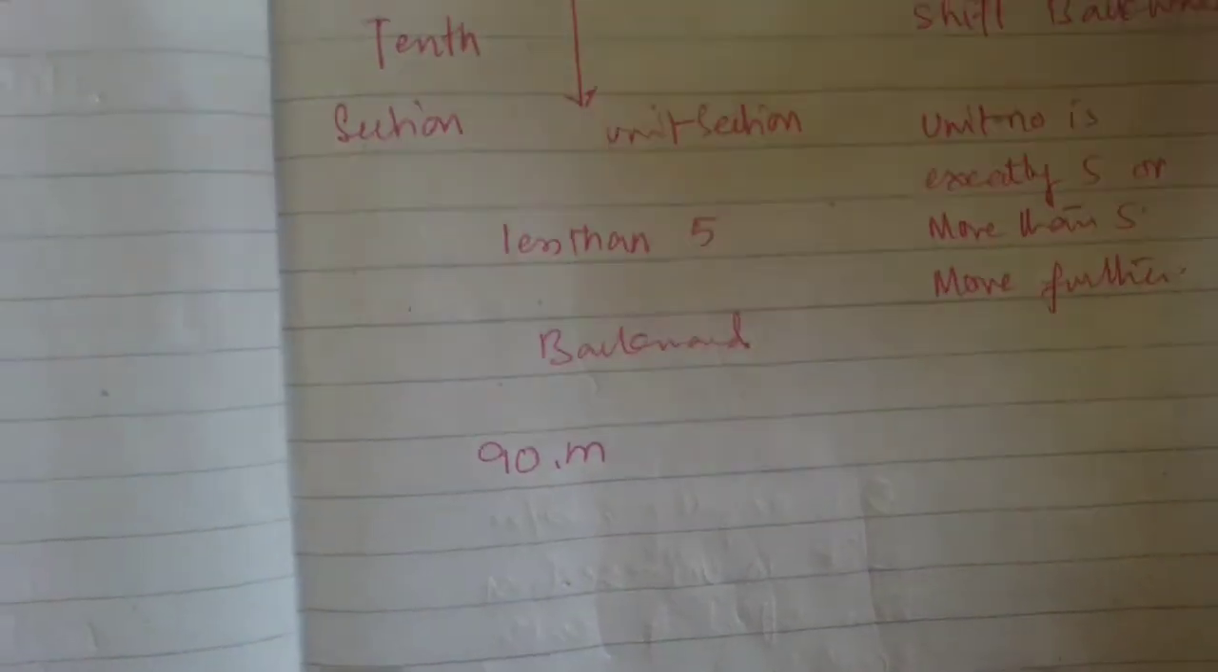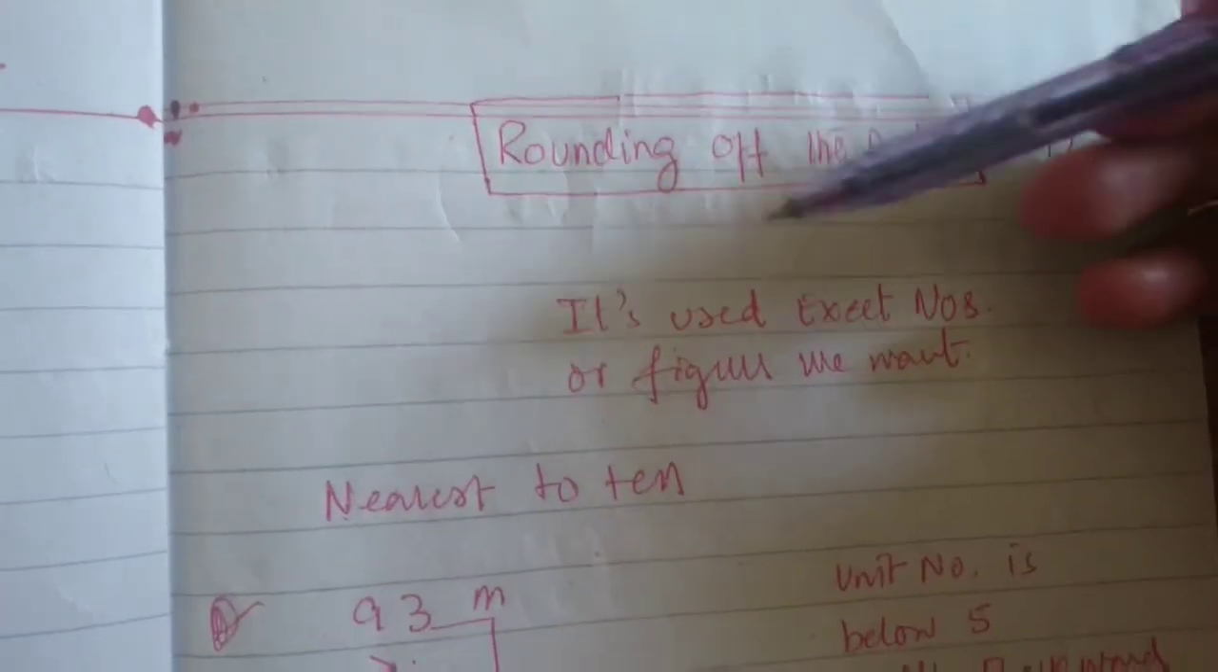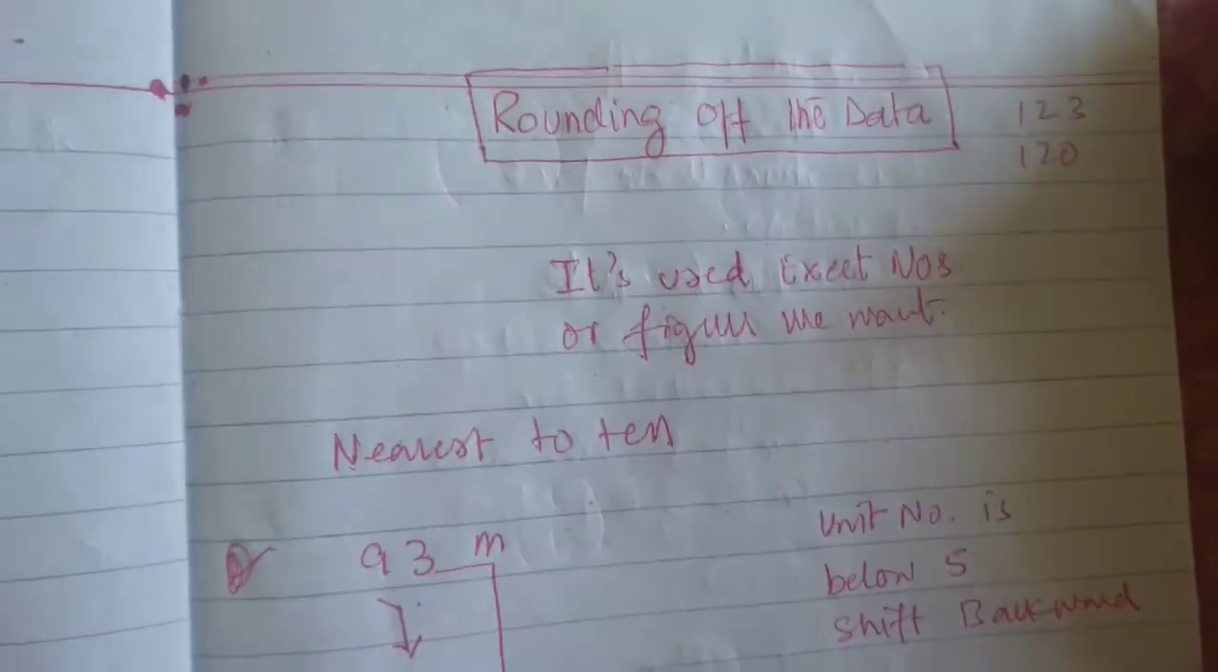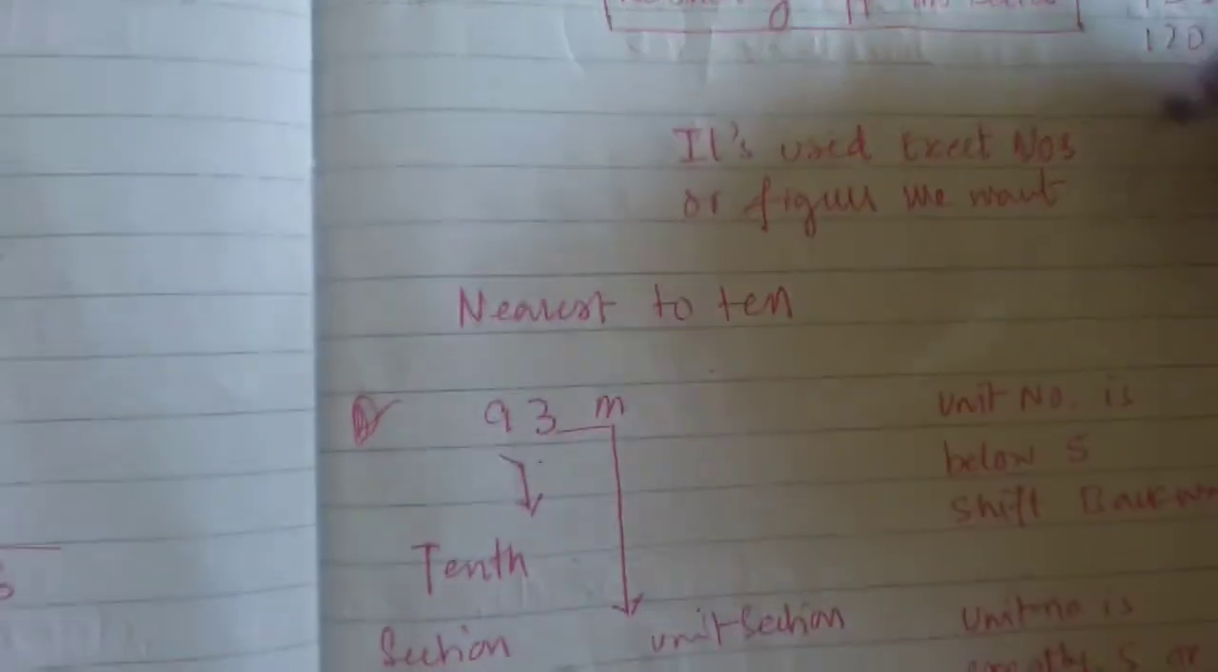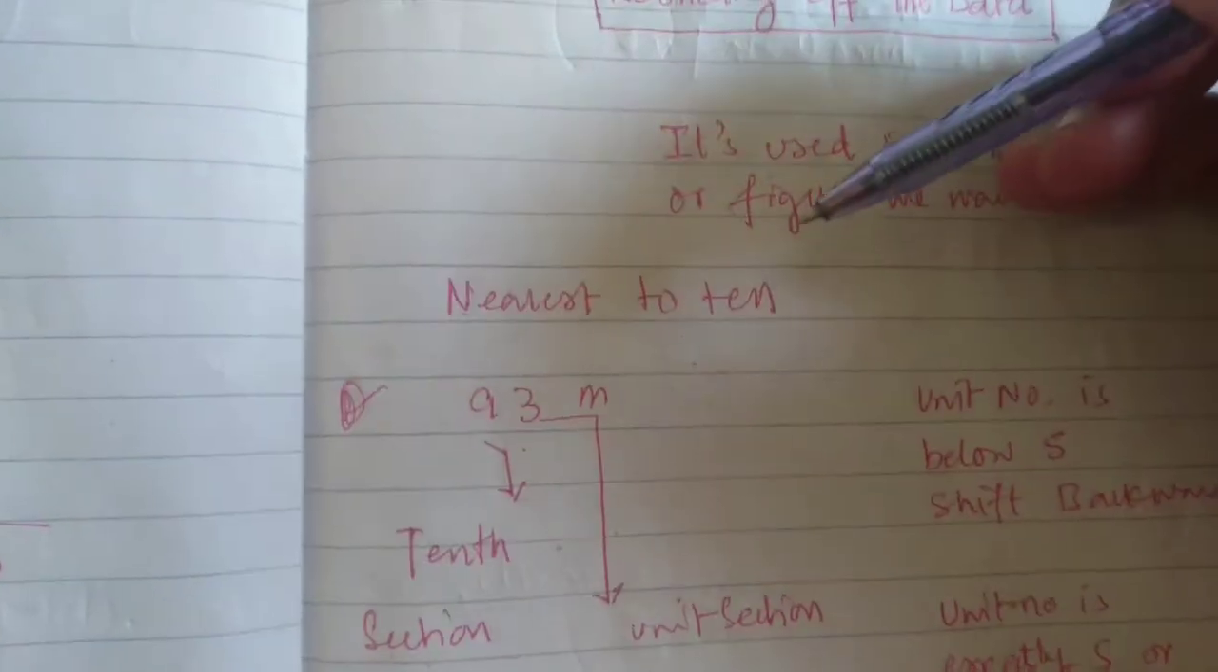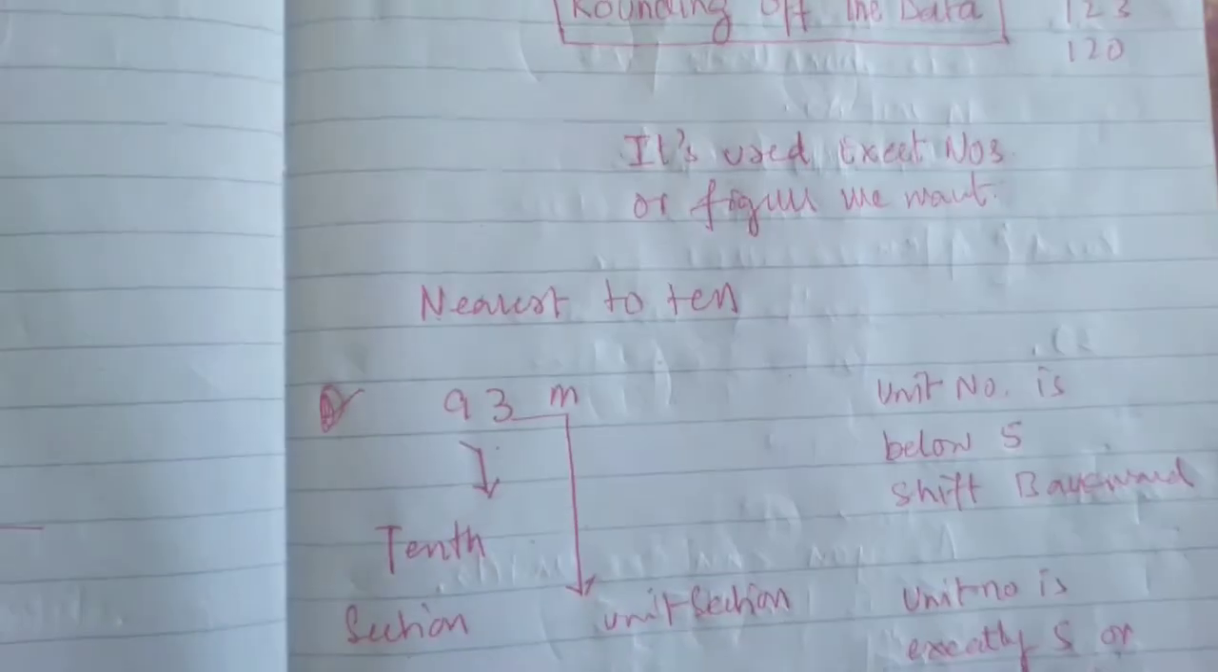Okay, so that is all for today's section. How are we going to round off data? Data could be very big, data could be very small, but today we covered rounding to the nearest 10. I'm talking about the nearest 10.